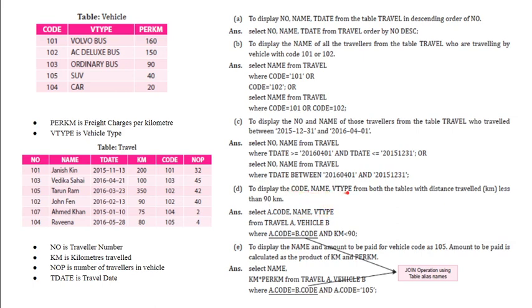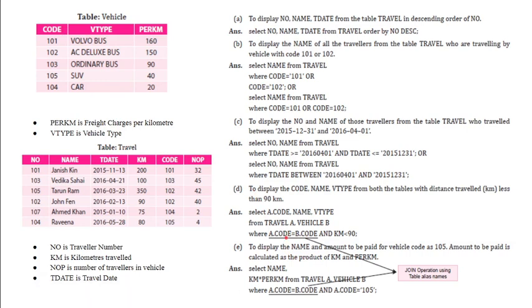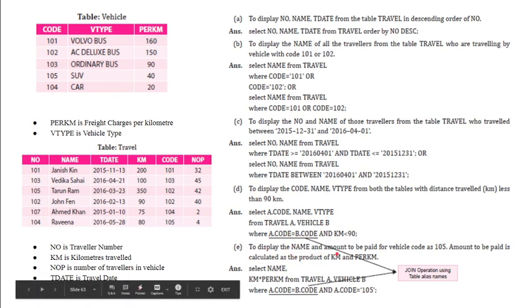We have to display these from the two tables, travel, vehicle, where we have to give the equijoin condition, that is travel dot code equal to vehicle dot code, because both the tables have the same column name. In order to avoid the confusion, we have to specify the table name along with the column name. And kilometer less than 90. So here it is specified kilometer is less than 90.